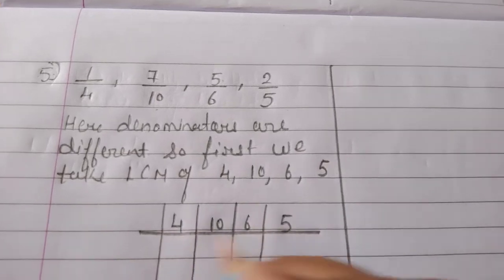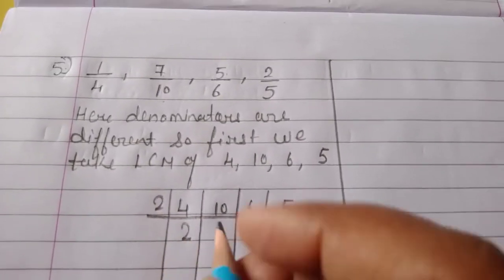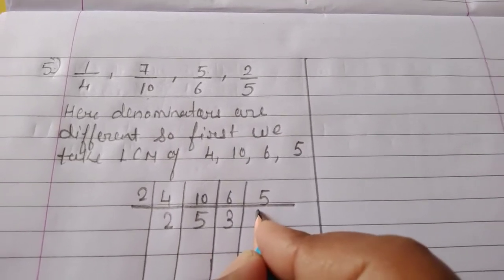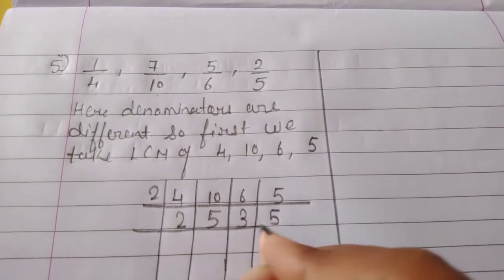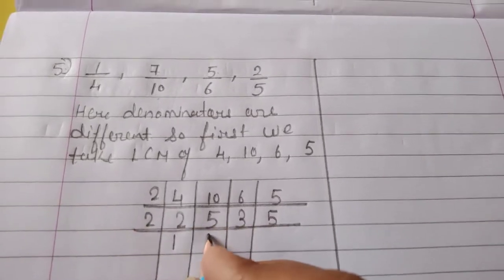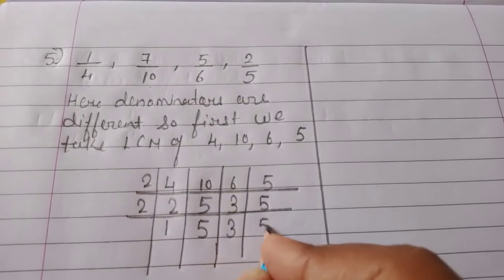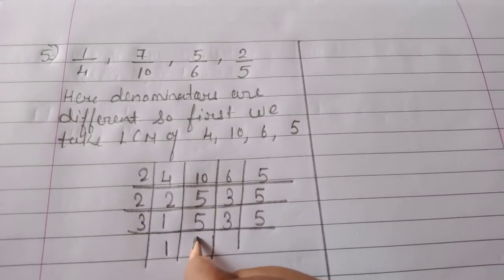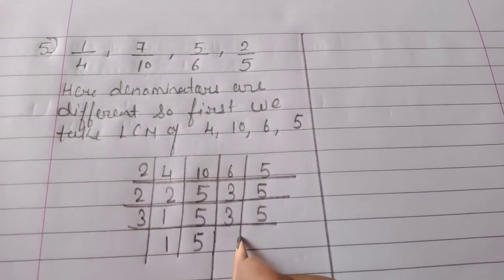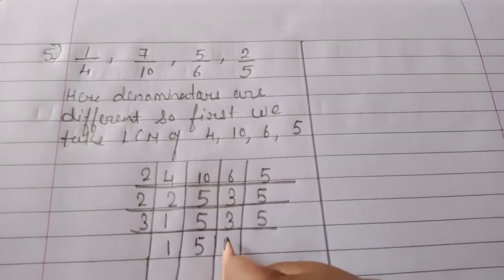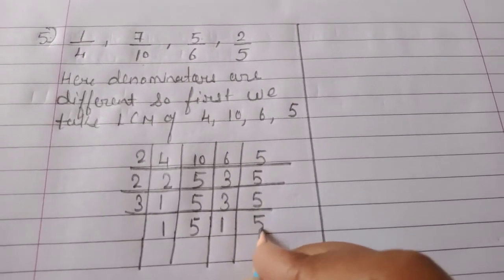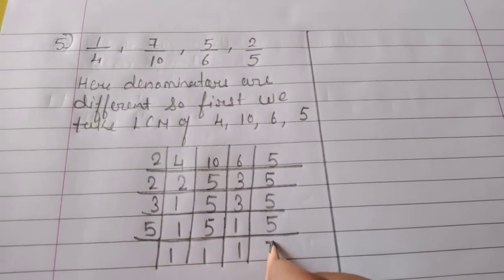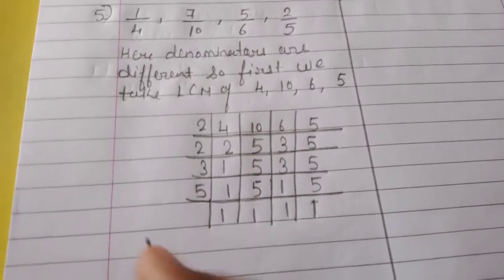So we will start with 2. 2 2s are 4. Then 2 5s are 10. 2 3s are 6. 5 will not come in the 2 table, so we will carry down the same. Then again 2 1s are 2. 5 will come down, 3 and 5 also will come down. Now we will take the 3 table. In the 3 table 5 will not come, so we will carry down. 3 1s are 3. Same way 5 also we will carry down. Now we will take the 5 table. 5 1s are 5.